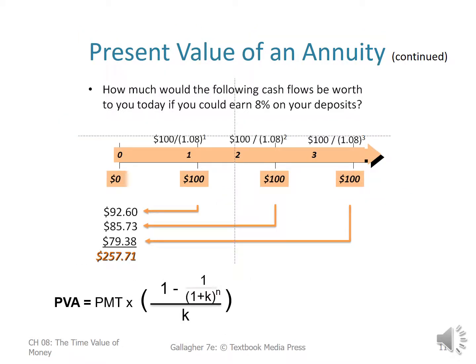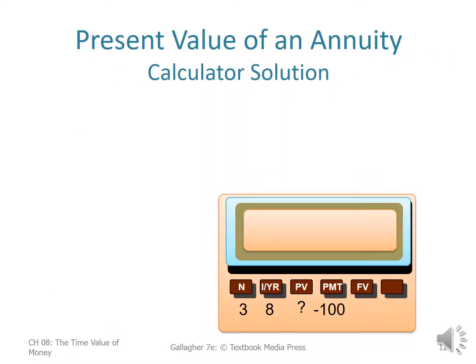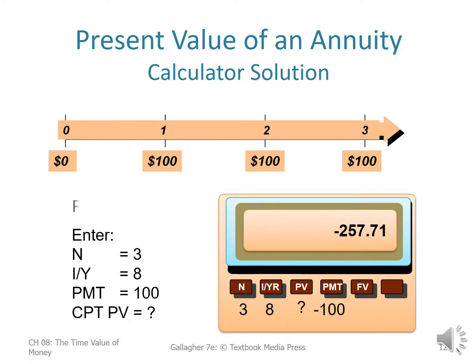Present value of an annuity. For example, how much would the following cash flow be worth to you today if you could earn 8% on your deposit? This is the present value of an annuity calculator solution.